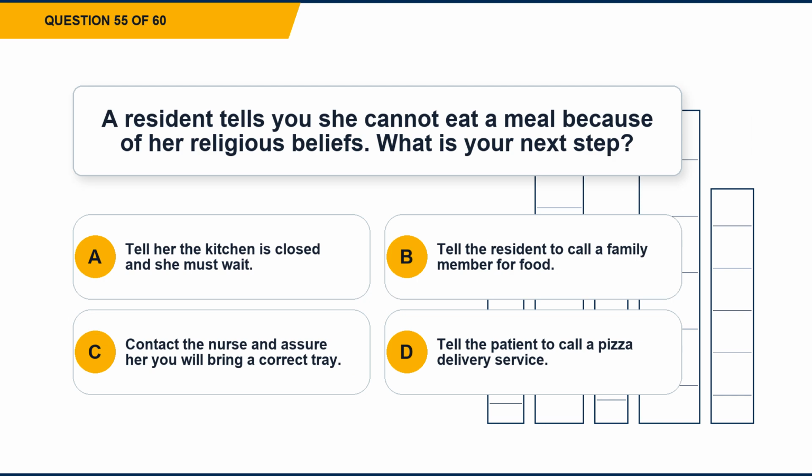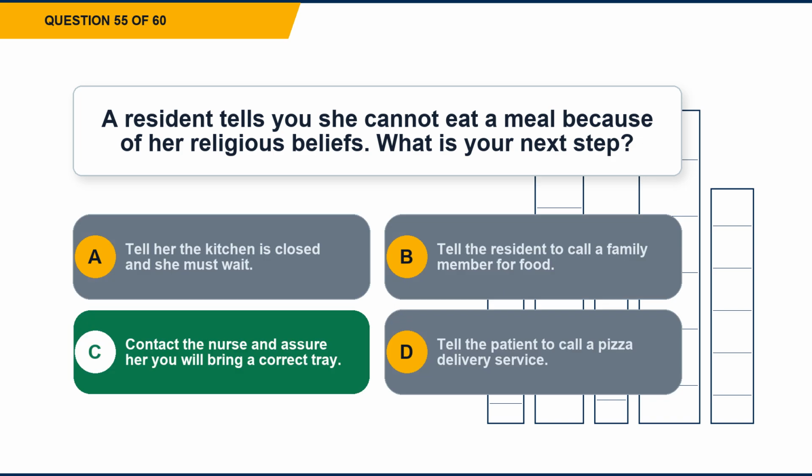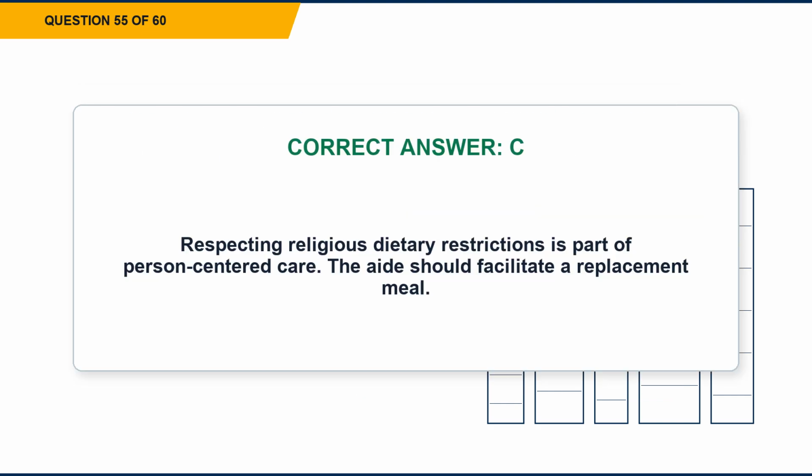Question 55. A resident tells you she cannot eat a meal because of her religious beliefs. What is your next step? Option A, tell her the kitchen is closed and she must wait. Option B, tell the resident to call a family member for food. Option C, contact the nurse and assure her you will bring a correct tray. Option D, tell the patient to call a pizza delivery service. The correct answer is option C, contact the nurse and assure her you will bring a correct tray. Explanation. Respecting religious dietary restrictions is part of person-centered care. The aide should facilitate a replacement meal.